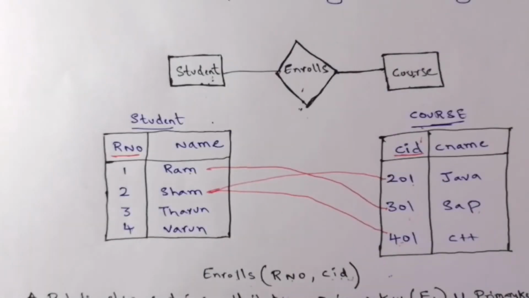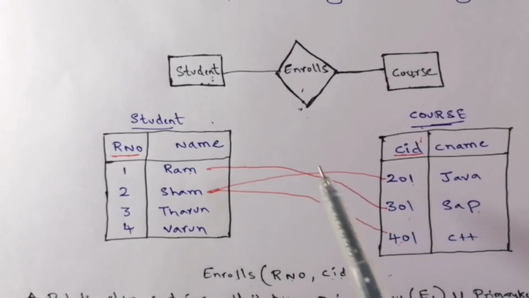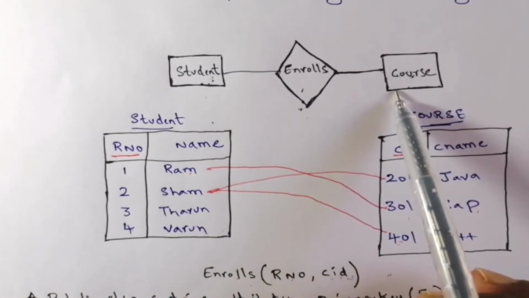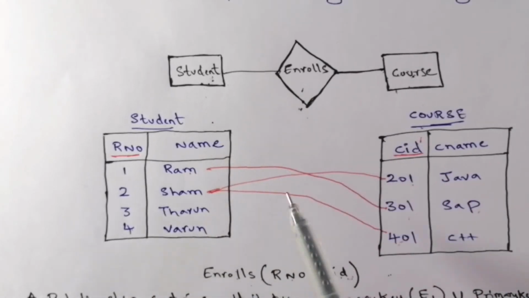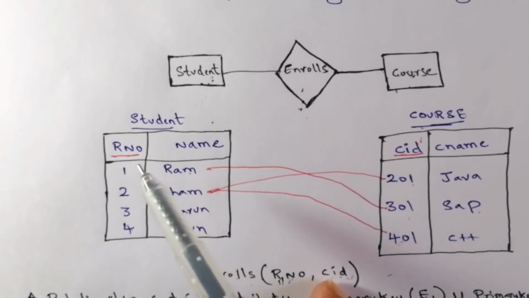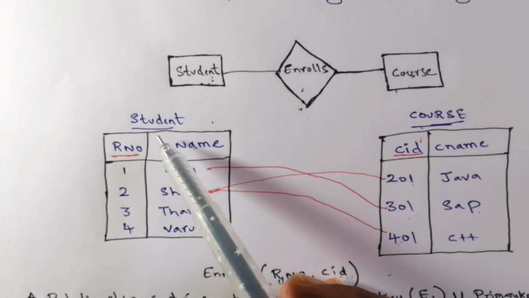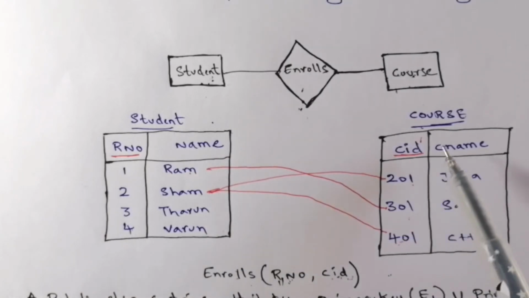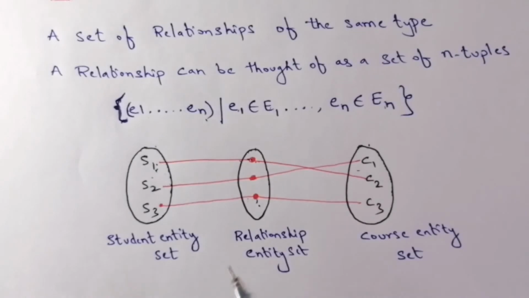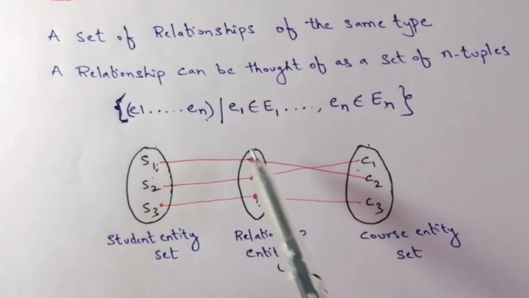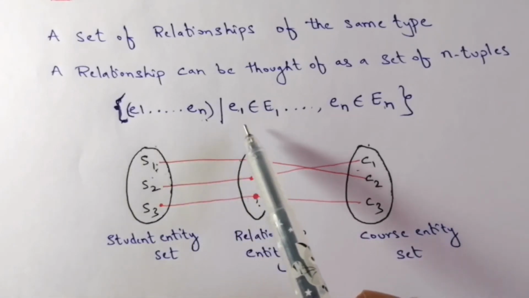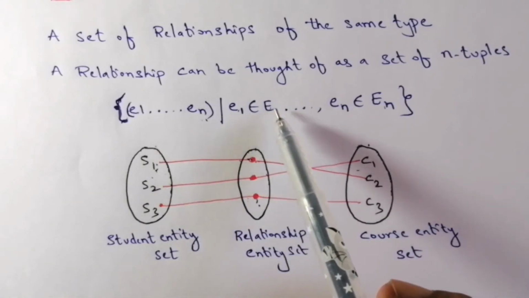Now by this example, see here we have student enrolls courses. This is a relationship, and we have the relationship set, which contains the attributes. The roll number is a subset of the entity student, and CID is a subset of the entity course. So that is what we have studied here. It contains E1 to En attributes. A relationship contains E1 to En, where E1 belongs to one entity and E2 belongs to another entity.